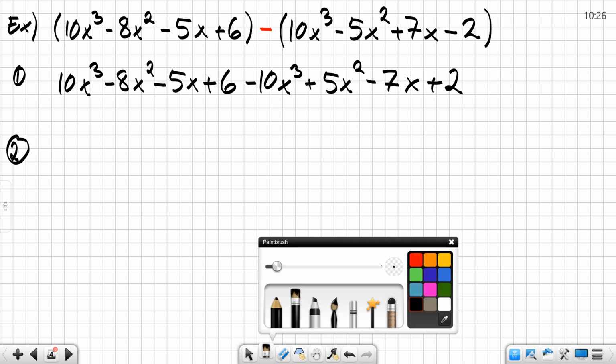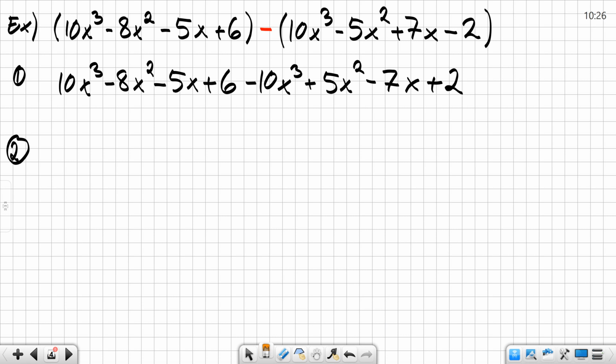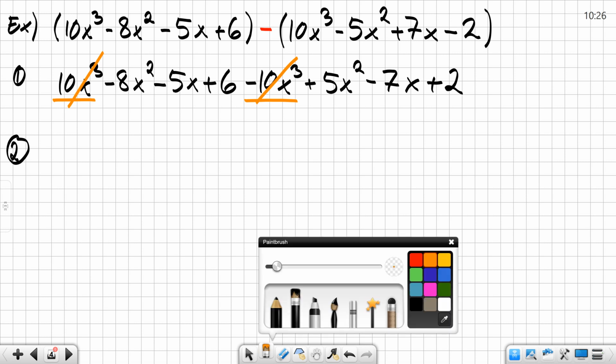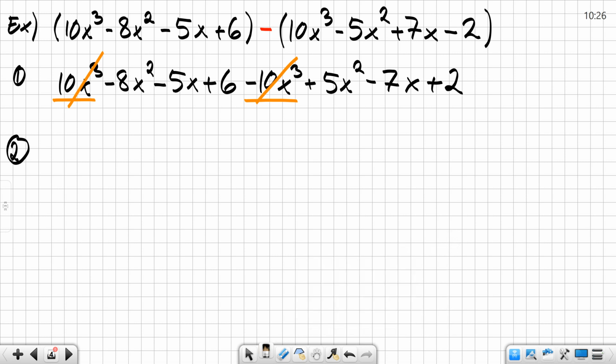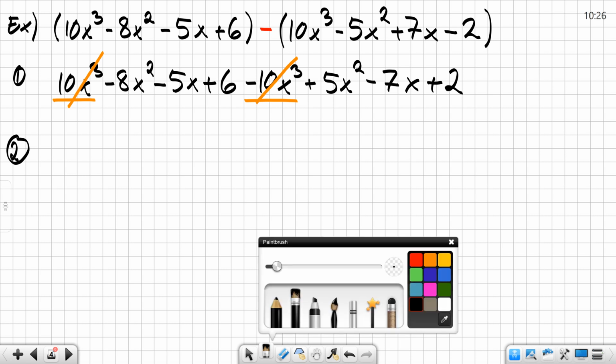This will be now my second step. I do not need to rewrite everything. It's already long enough as it is. Let's see, 10x cubed. There's a negative 10x cubed. Oh my goodness, those are completely canceling each other out. 10 minus 10 is 0. I have 0x cubed in my solution. That means they are gone.